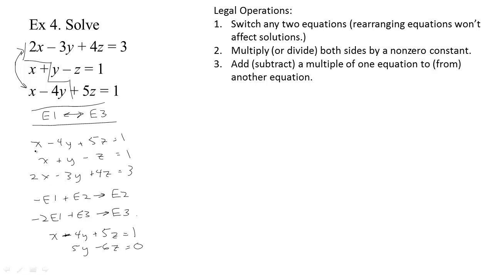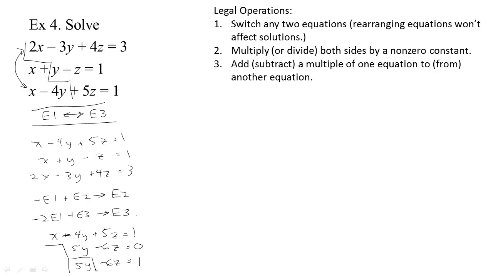Okay, and also we're going to take negative 2 times equation 1 and add it to equation 3 to get the x's to drop out there. So negative 2x plus 2x is nothing. Negative 2 times negative 4y is 8y, plus negative 3y makes 5y. And negative 2 times 5z is negative 10z, plus 4z makes negative 6z. And then finally, negative 2 times 1 plus 3 makes 1. Okay, so I'm on my way to having a staircase.